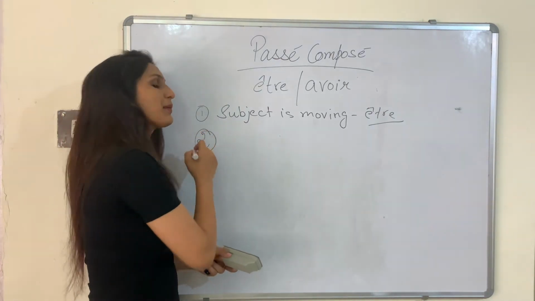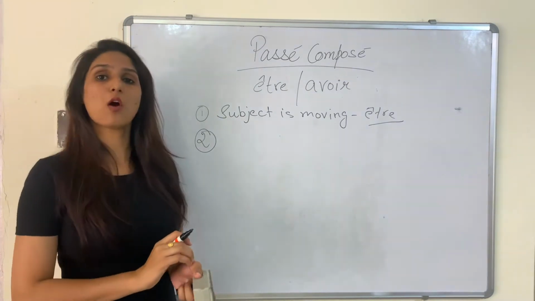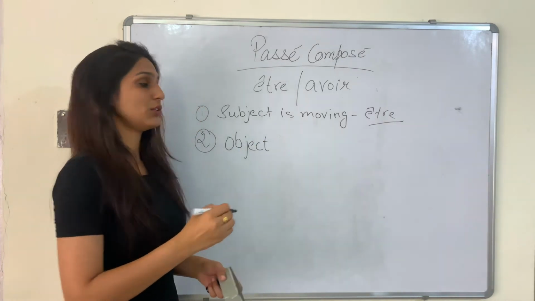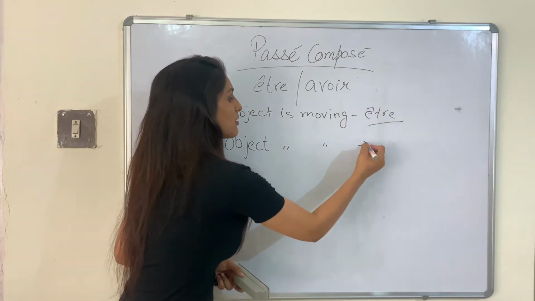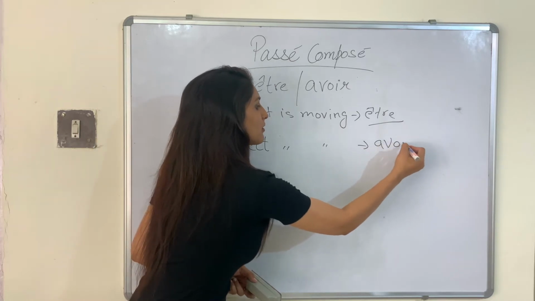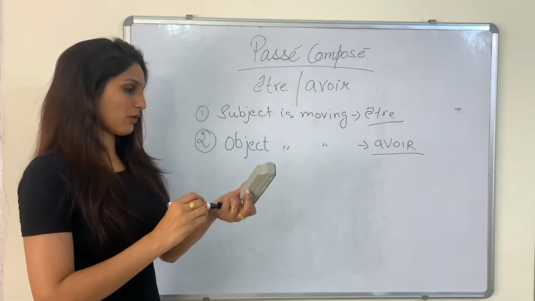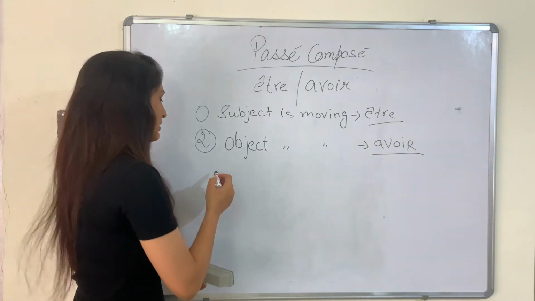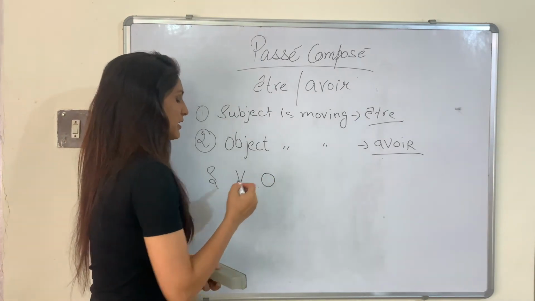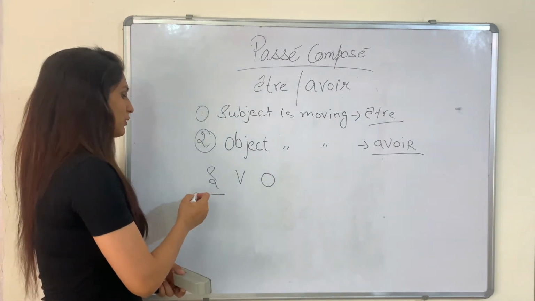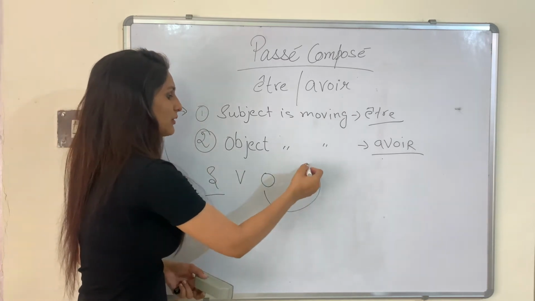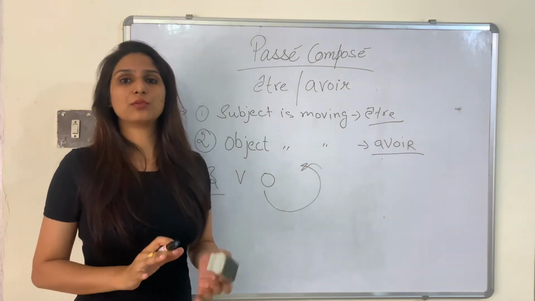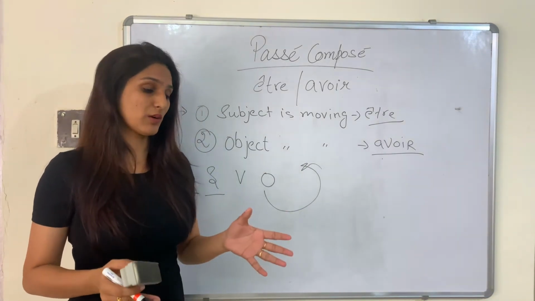And the second step to notice is when your object is moving, then you will use avoir. Now, according to what you have learned in French sentence formation, sujet, verbe, objet is your rule. So when the subject moves, you use être. When the object moves, then you use avoir. That may make it a bit complicated when you are a very beginner.